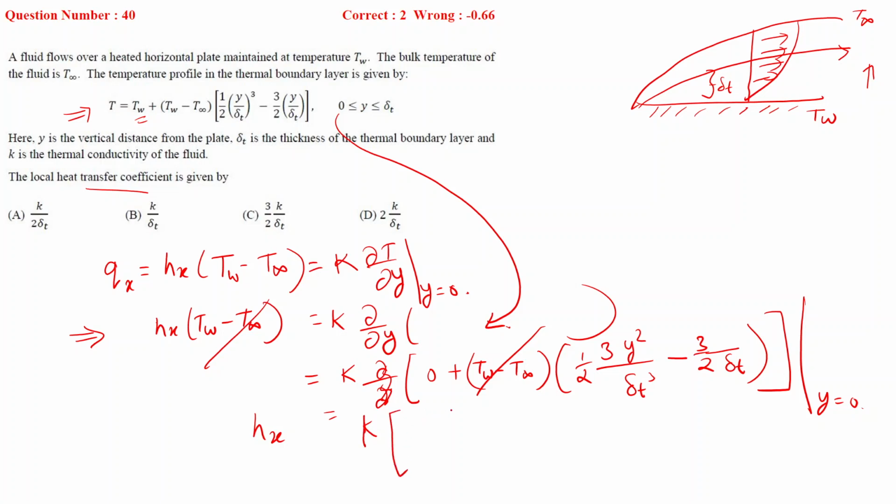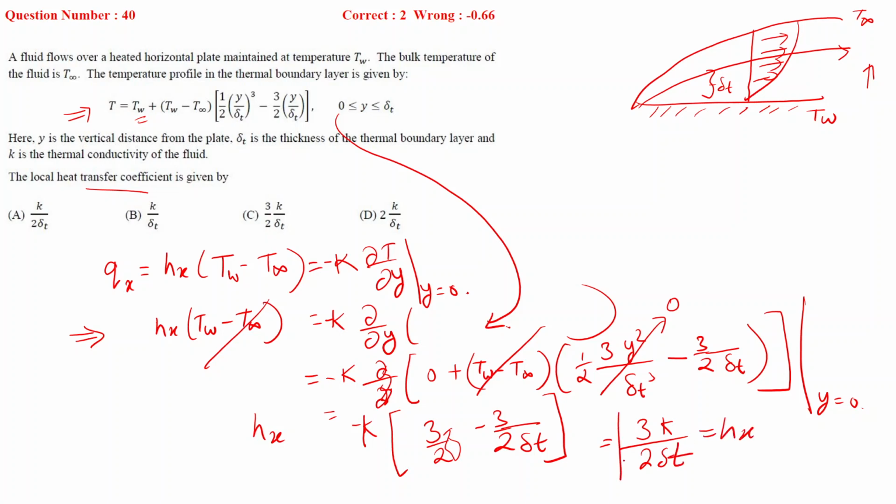K, then what do we have, 3 by 2. So now we will be putting y equal to 0, so this entire term will get cancelled out and we will be having minus of 3 upon 2 delta T. And yes, in this equation we have this minus over here, so basically Qx will be minus of K times del T by del Y. So ultimately this will be equal to 3K upon 2 delta T.